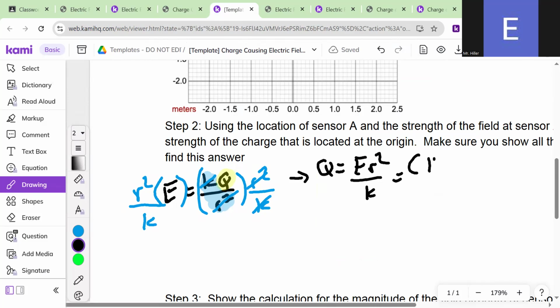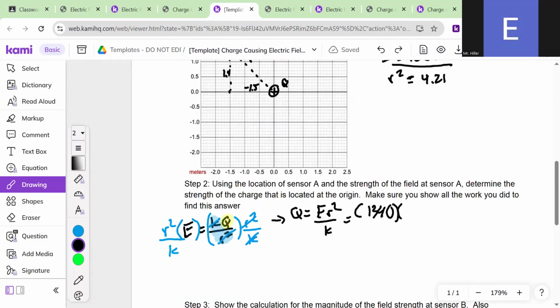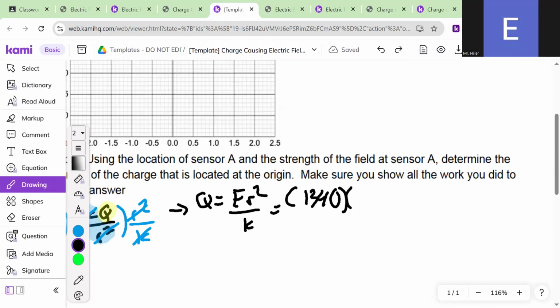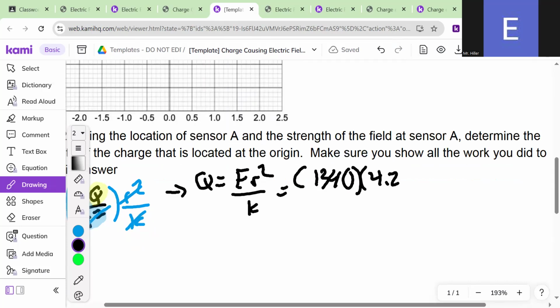So we are going to go 1340 times R squared. Well, R squared, if you remember, was 4.21 divided by 9 times 10 to the 9. All right, let's put that in our calculators. Put your values that you have in your calculator, but use mine as a template to kind of help you figure yours out.